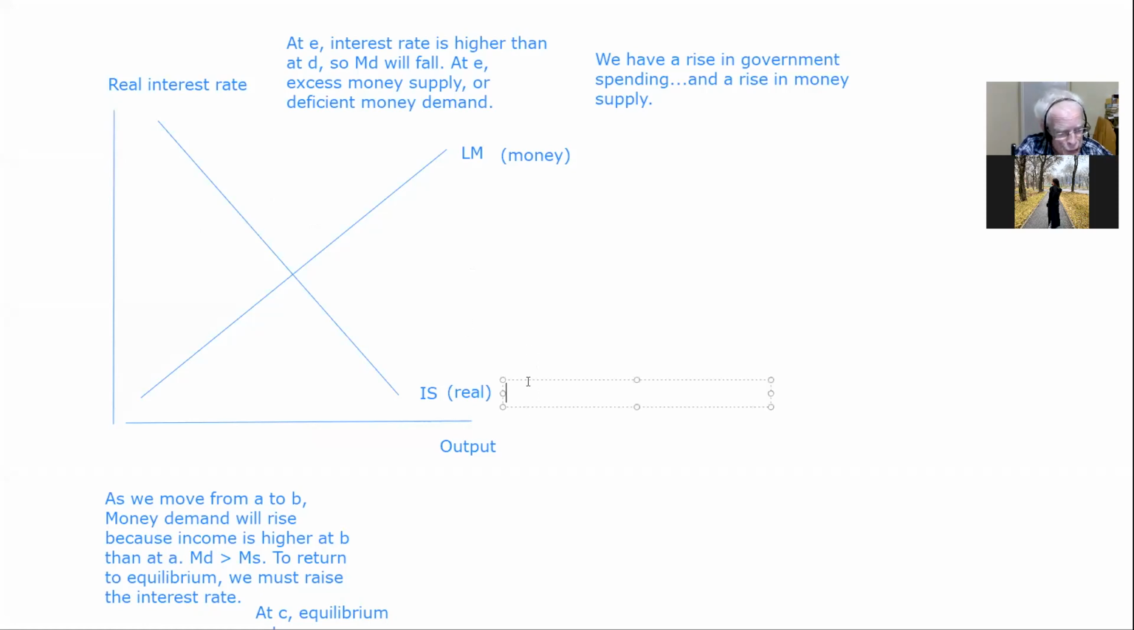Remember that GDP is the real sector, and that includes purchases by the government. IS will shift to the right. Good, exactly. Good.